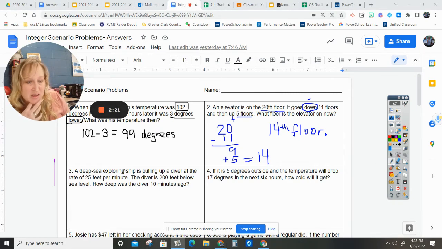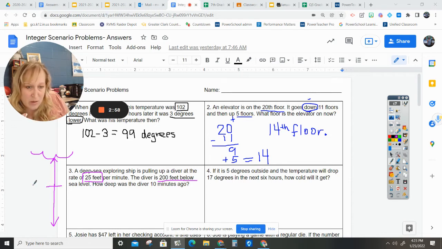A deep sea exploring ship is pulling up a diver at the rate of 25 feet per minute. The diver is 200 feet below sea level. Okay, so this one I need a picture, because I don't know what kind of number sentence I'm going to do. I'm picturing a number line, but I'm picturing that number line up and down, okay?